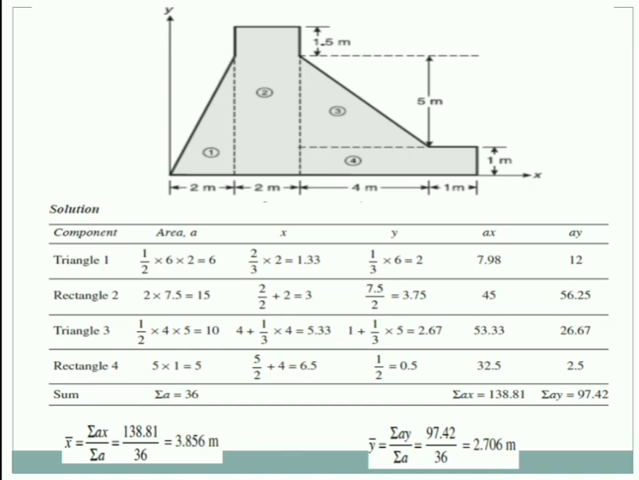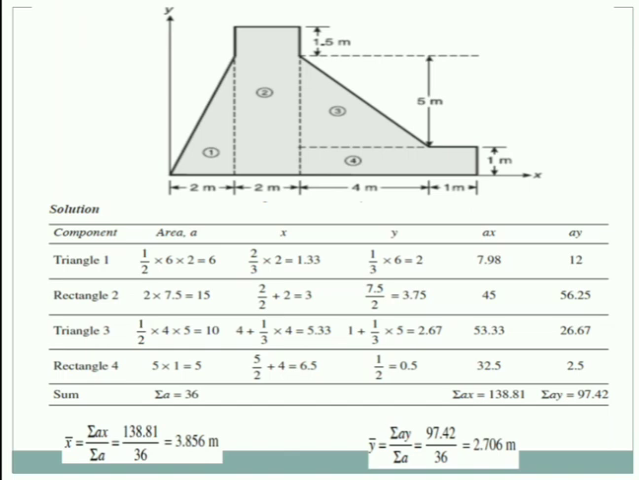y1. Now let's come to the second element, which is the rectangle. Area of this is 2 into 7.5. Again I am repeating, please be careful while taking the height of this rectangle. It is the entire height, which is 1 plus 5 plus 1.5, which comes out to be 7.5. The next x2 will be 2 by 2 and y2 will be 7.5 by 2. Then obtain a2 x2 and a2 y2.